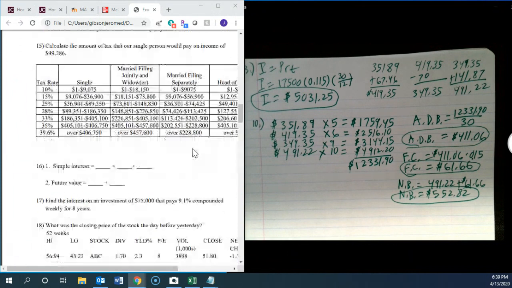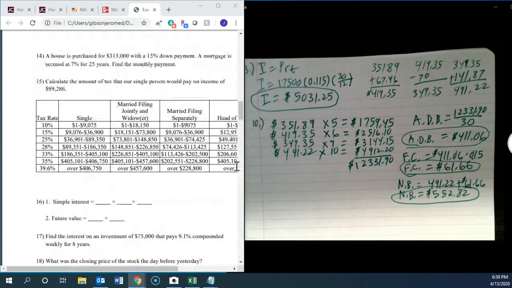So now we go on to problem 14. Let's take a look at 14. It says a house is purchased for $313,000 with a 15% down payment. All right. A mortgage is secured at 7% for 25 years. It says find the monthly payment.